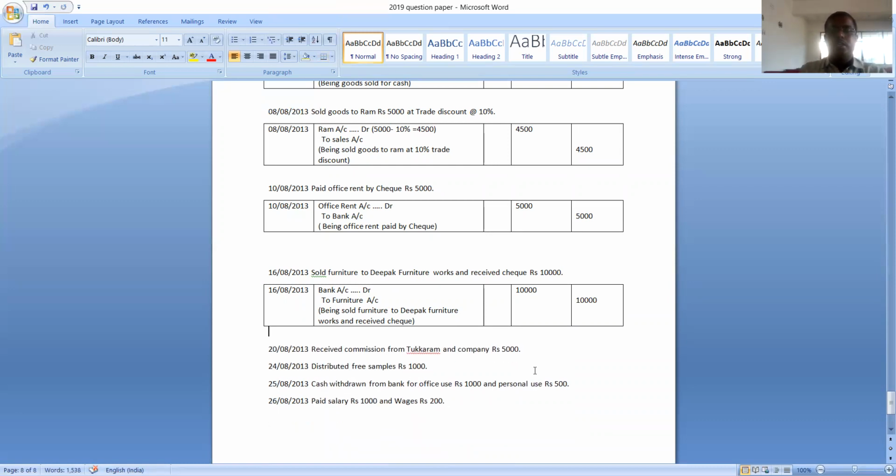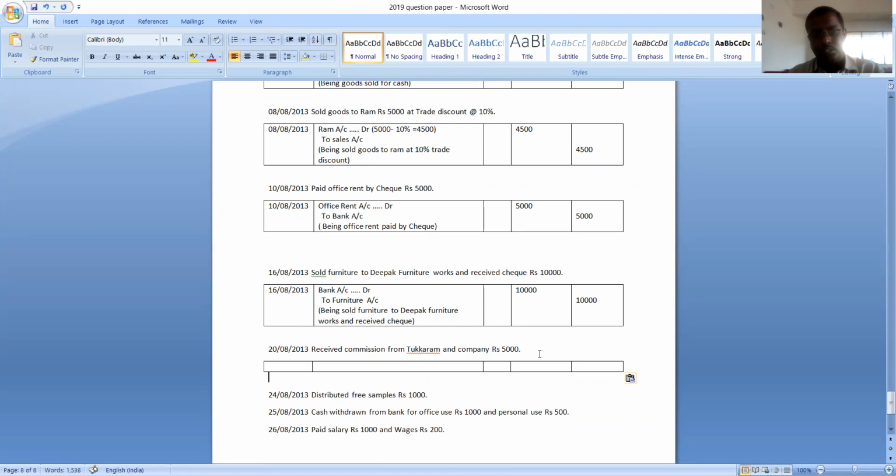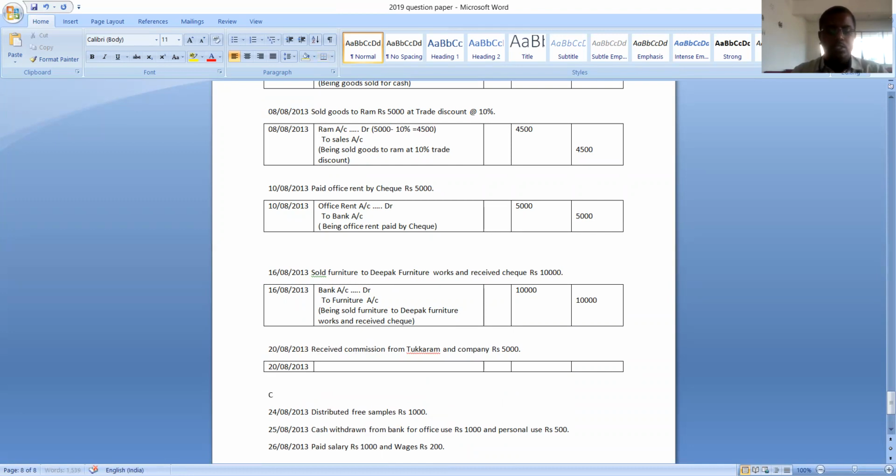The next transaction is dated on 20th August 2013. The transaction is received commission from Tukaram and Company, rupees 5000. Received in the sense which account? Paid and received always indicates cash account. And what have you received? Commission you have received. Yes.